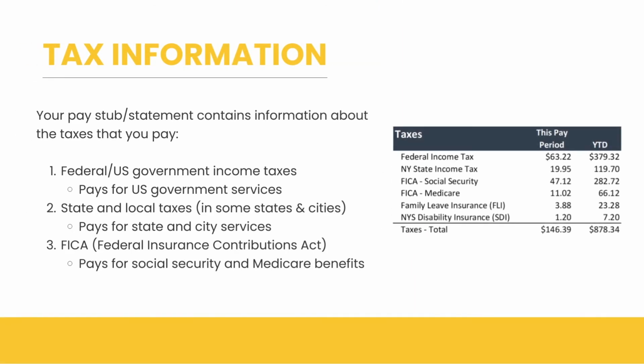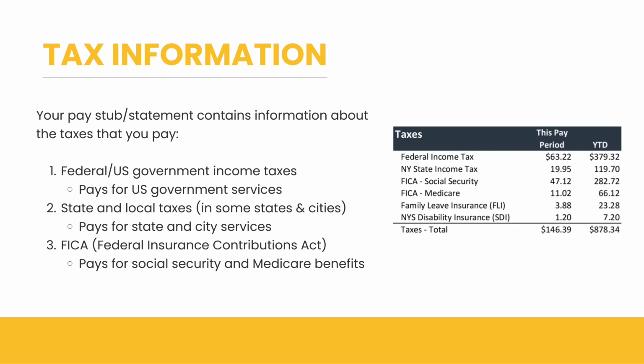The types of taxes that you pay fall into three broad categories. We have federal or US government income taxes. These are taxes used by the government to pay for roads, bridges, military, and other federal programs. Your federal income tax rate, or the percentage of your income that is paid, is going to change depending on your earnings.